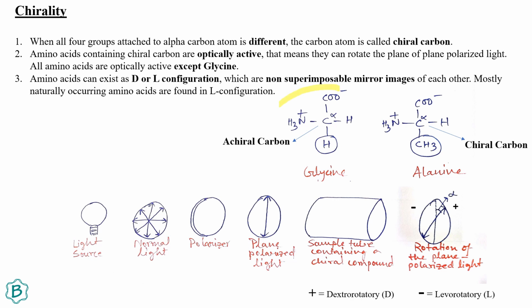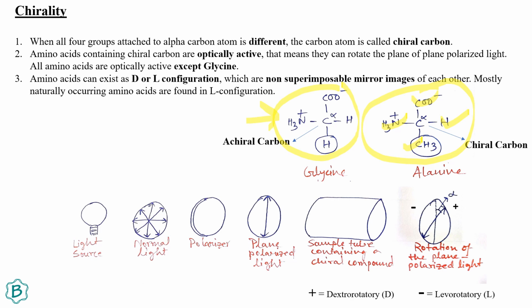When all four components of the alpha carbon atom are different, we call it a chiral carbon. As you can see in this picture, glycine contains a carboxyl group, an amino group and two hydrogen atoms. That means all four groups are not different, so this is an achiral carbon. Whereas in the case of alanine, CH3, NH3+, COO- and hydrogen, all four components are different, so we call it a chiral carbon. So alanine is an example of a chiral carbon and glycine contains an achiral carbon.